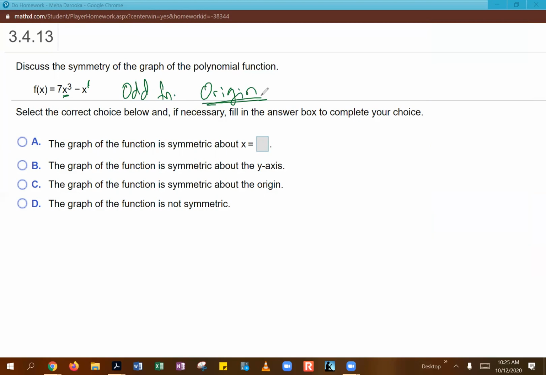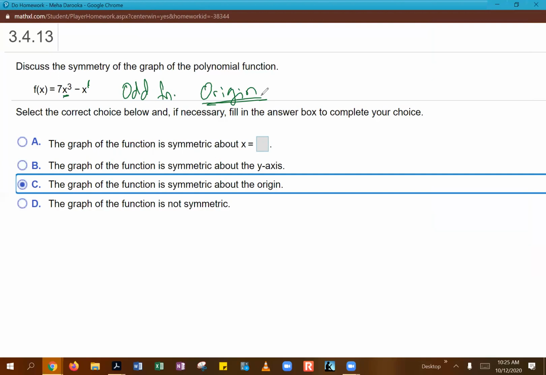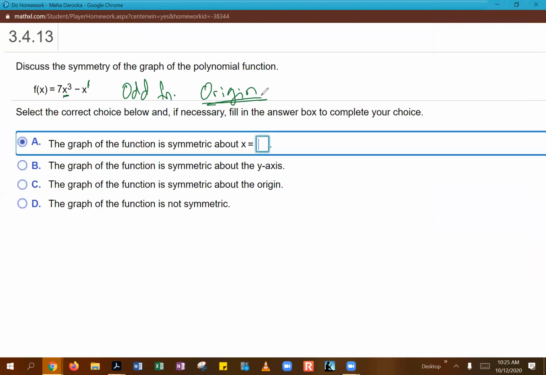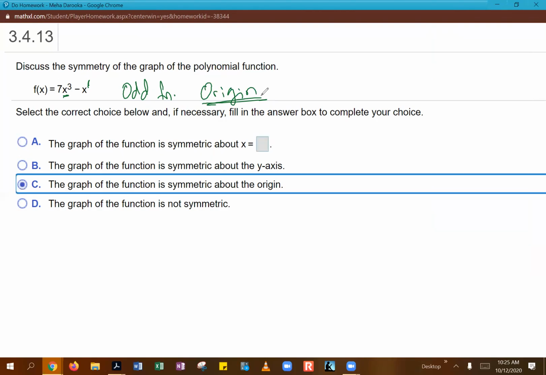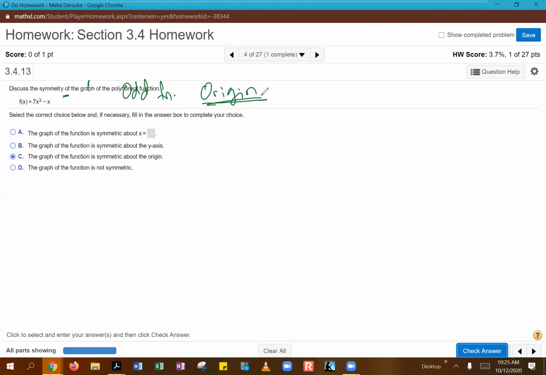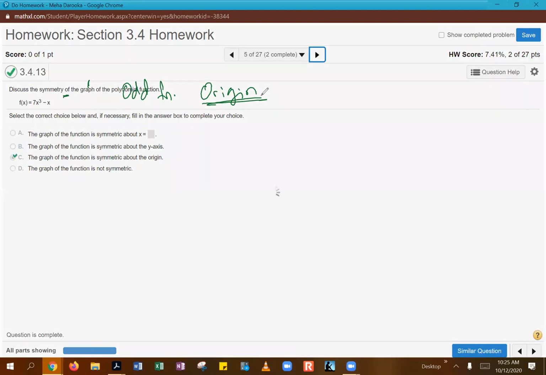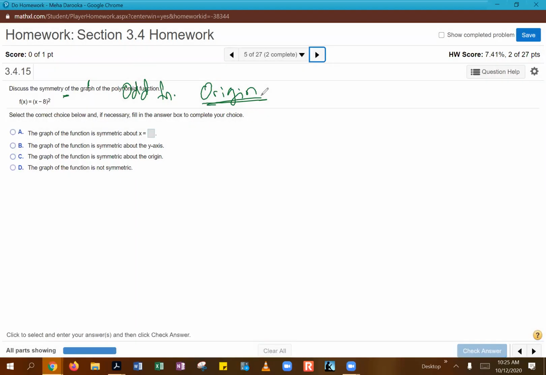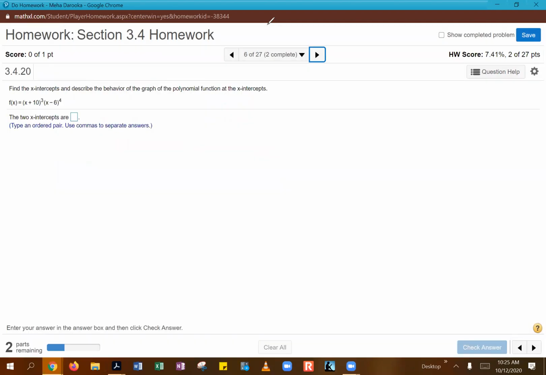So that means we're, of course, looking at option C over here. One thing I did want to point out, if you look at option A, they're actually not giving you the answer. They're giving you an answer box. So if this was a second degree polynomial, then of course they would expect you to type the answer in there. So they do kind of keep changing that format on you a little bit. Alrighty, very good. So you should have a couple questions on symmetry over here. So I'll let you guys work on that.